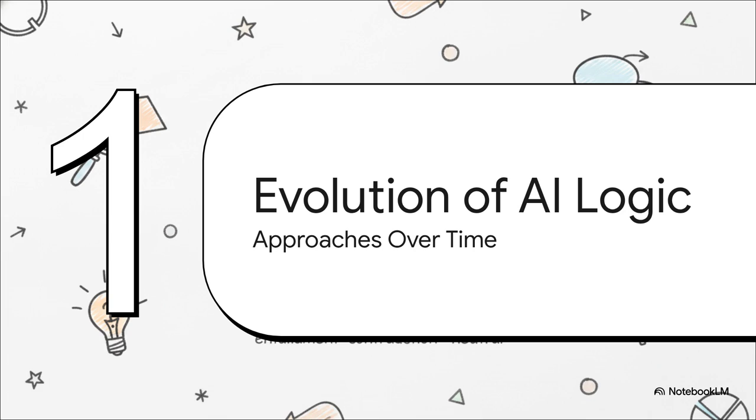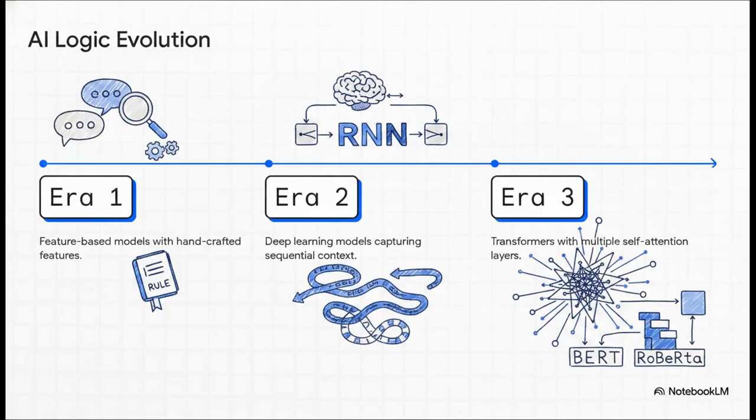Let's jump into part 4, the evolution of AI logic. So how exactly did we build this digital detective over time? Well, the approach really evolved over 3 distinct eras. Era 1 relied heavily on feature-based models. These were basically handcrafted rules that mostly just checked if the exact same words appeared in both sentences.